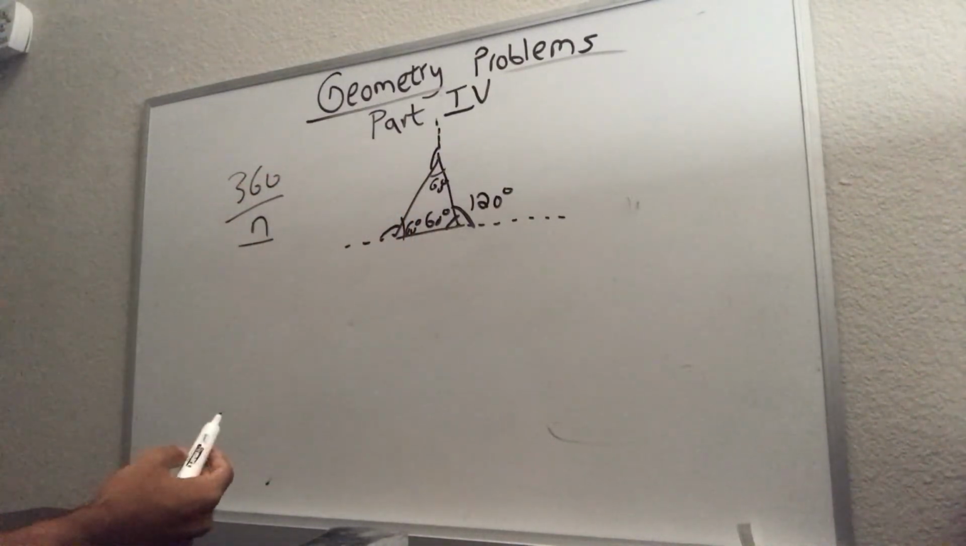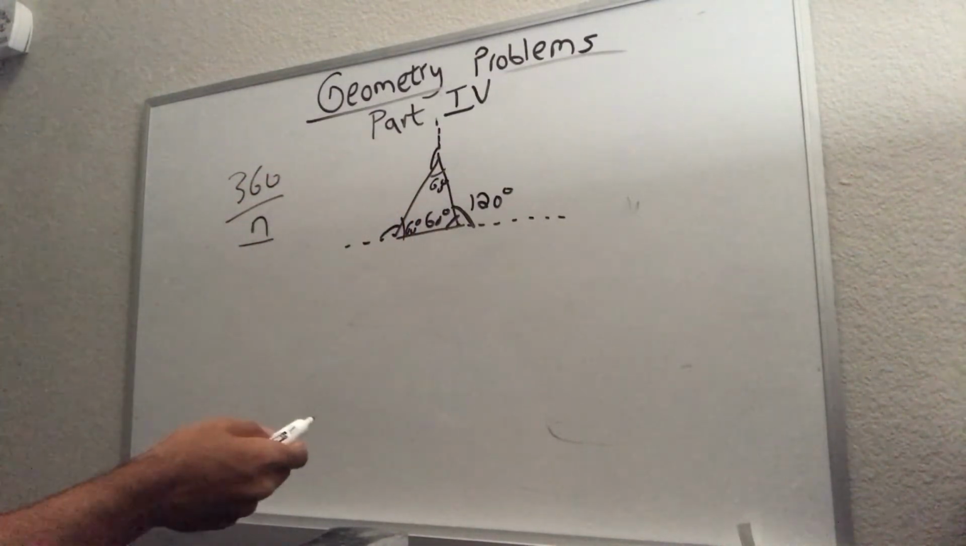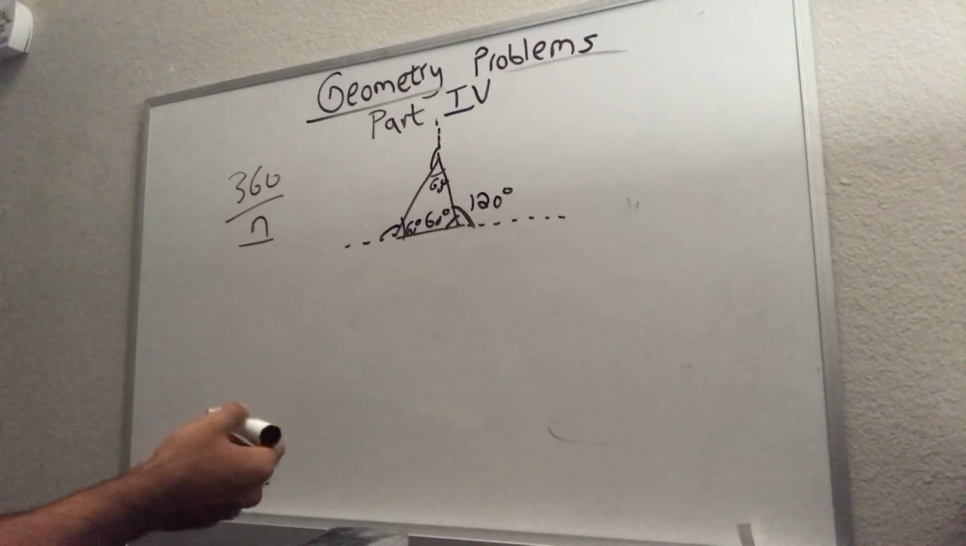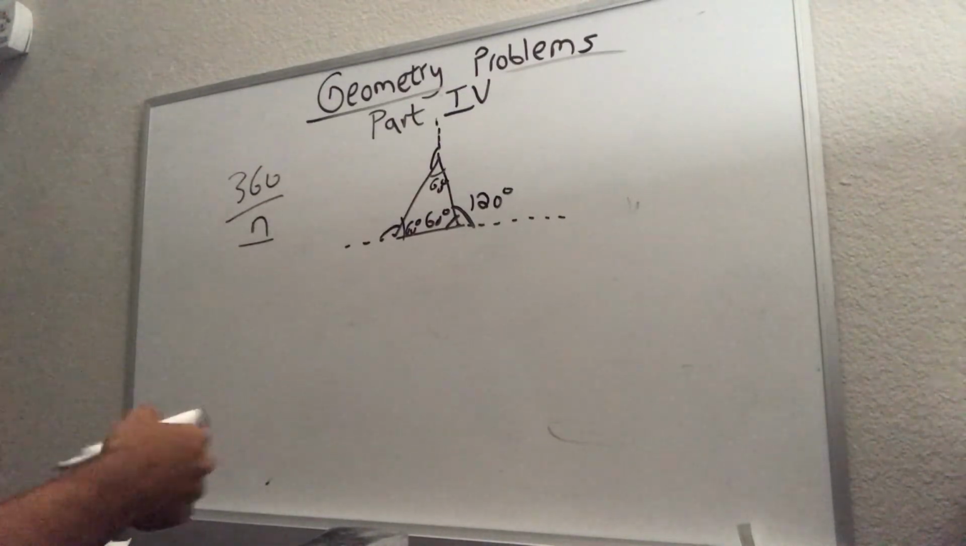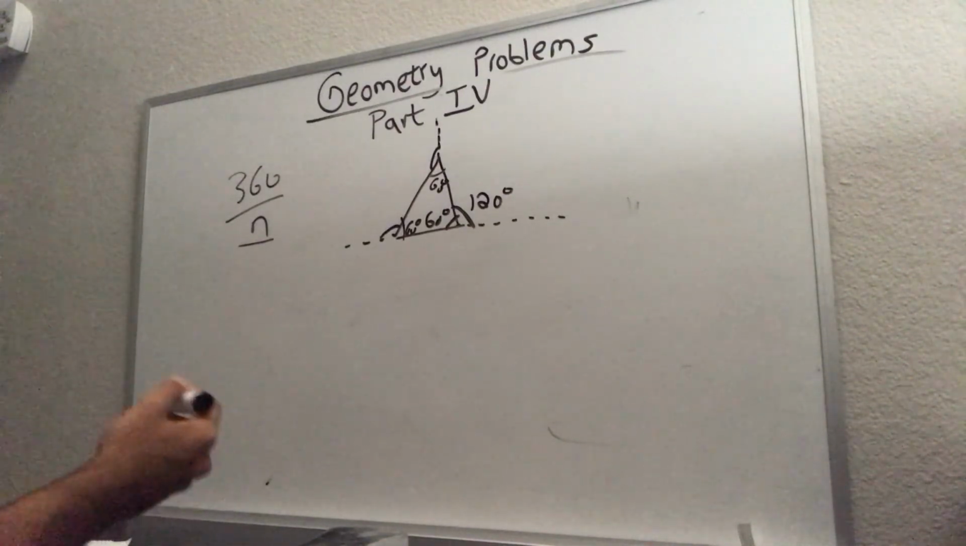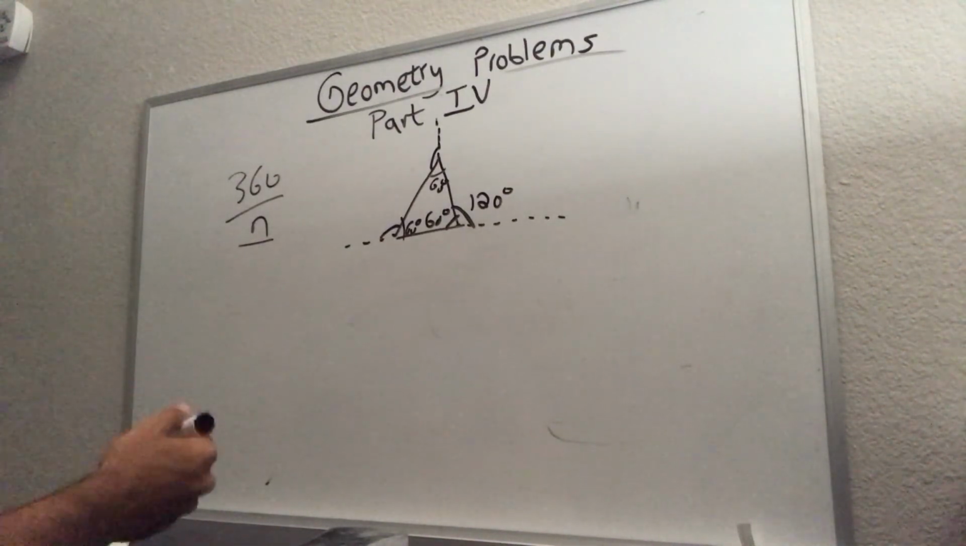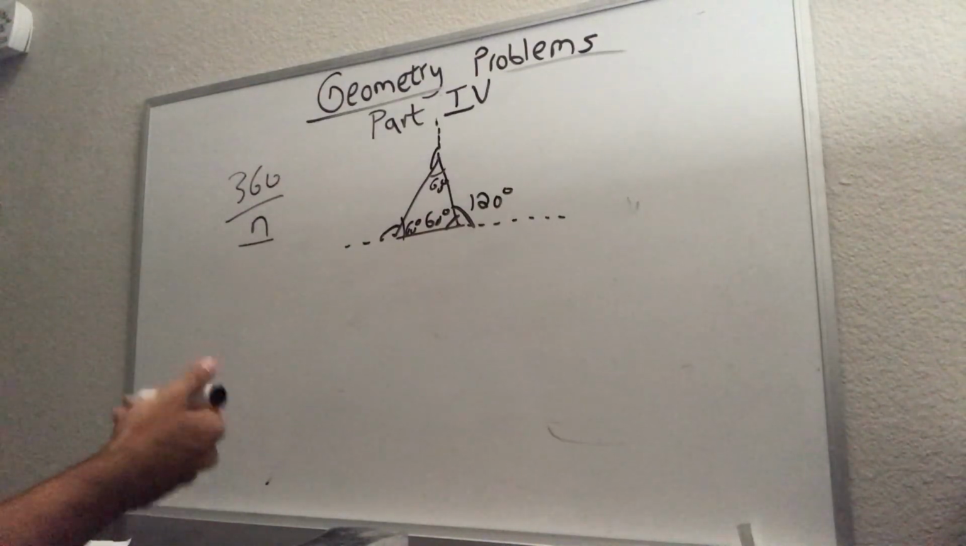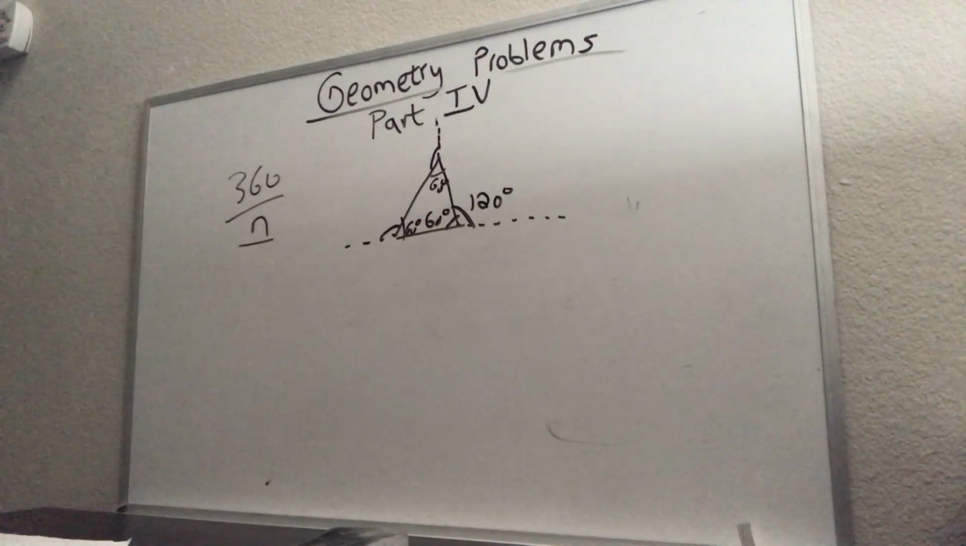But the point was that if you increase the number of sides, or if you were to get a heptagon, or a 9-sided figure like a nonagon or anything like that, the measure of the exterior angle would decrease while the measure of each interior angle would increase. So thanks for watching.